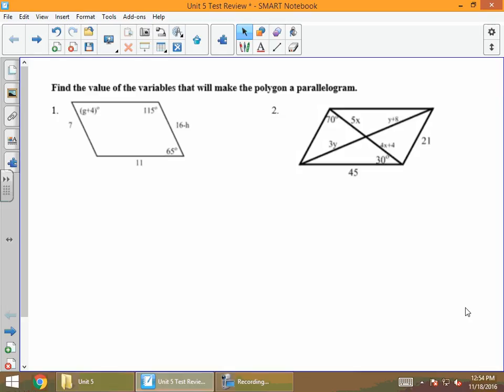Show that it is a parallelogram. So let's focus on finding H first. What do we know about the sides of a parallelogram, the opposite sides? Gary? Yeah, opposite sides are congruent.